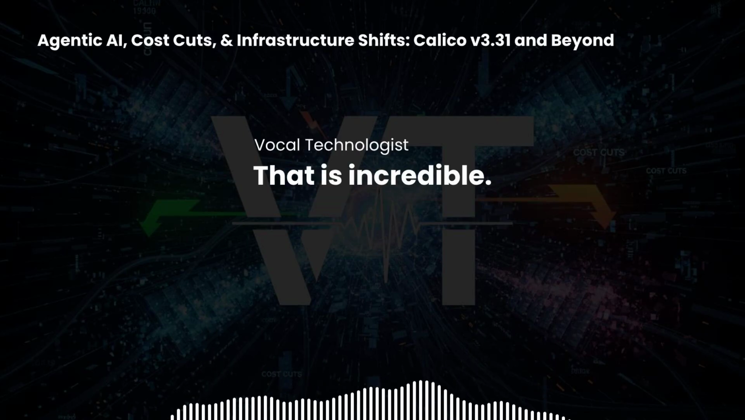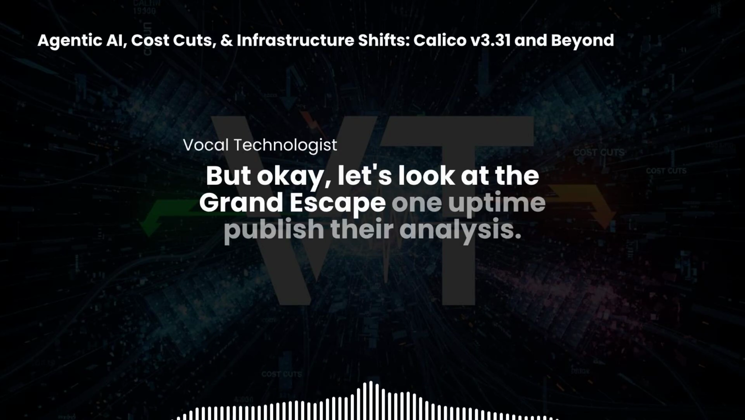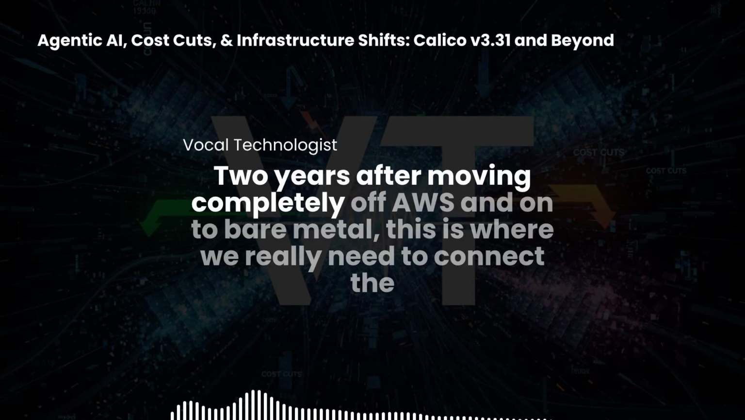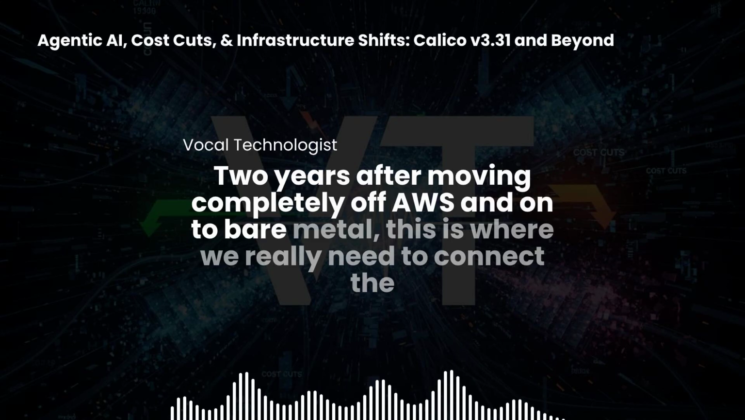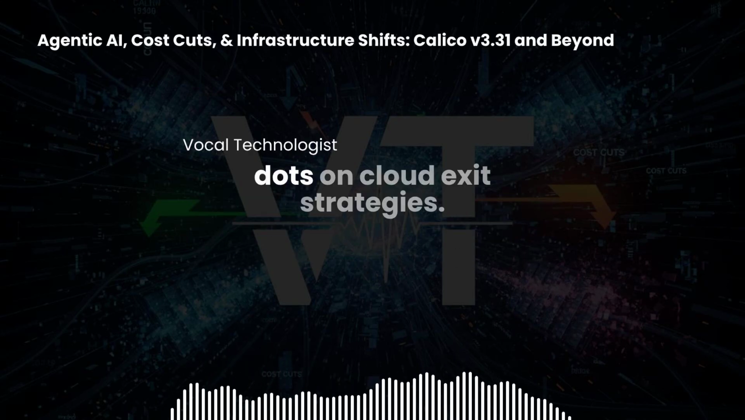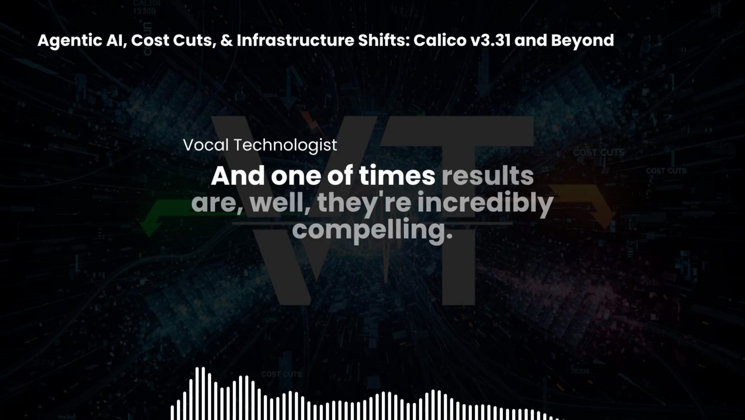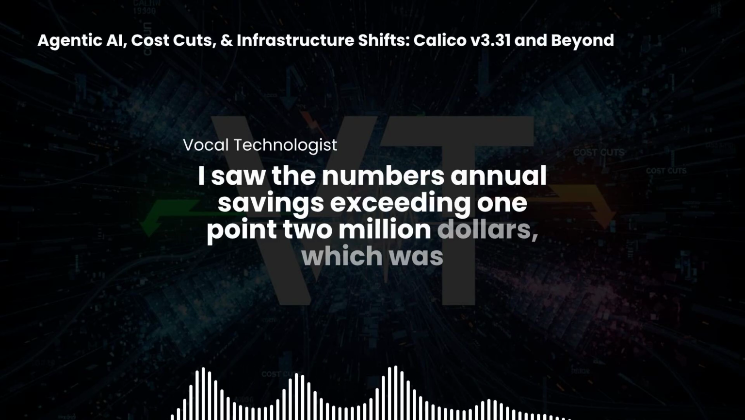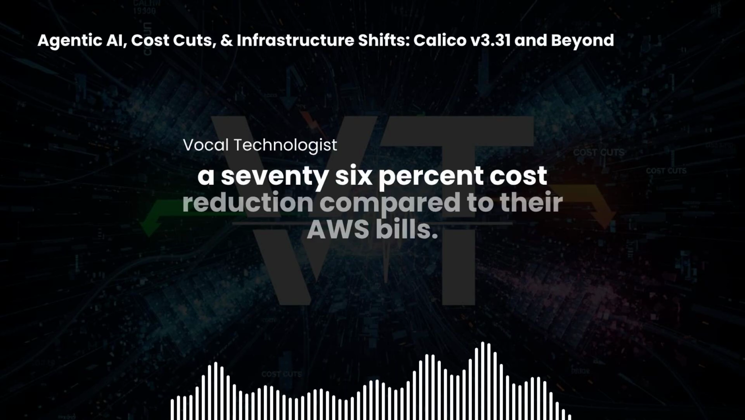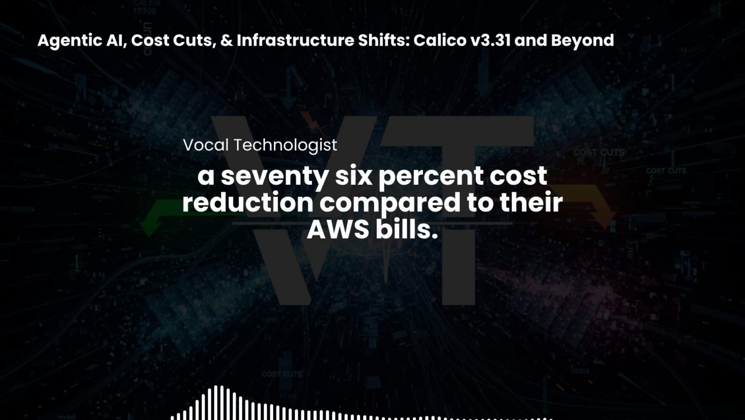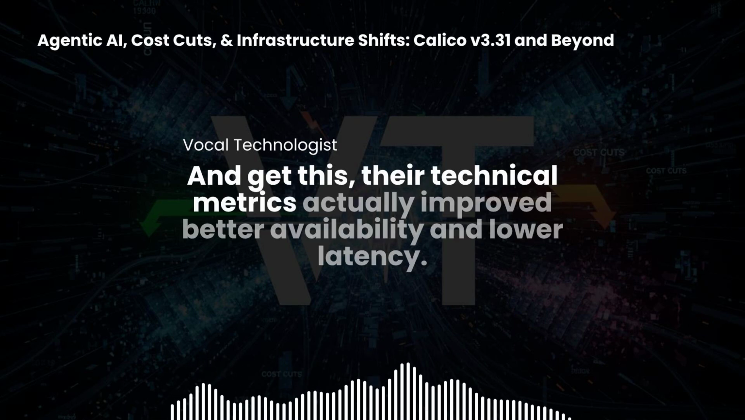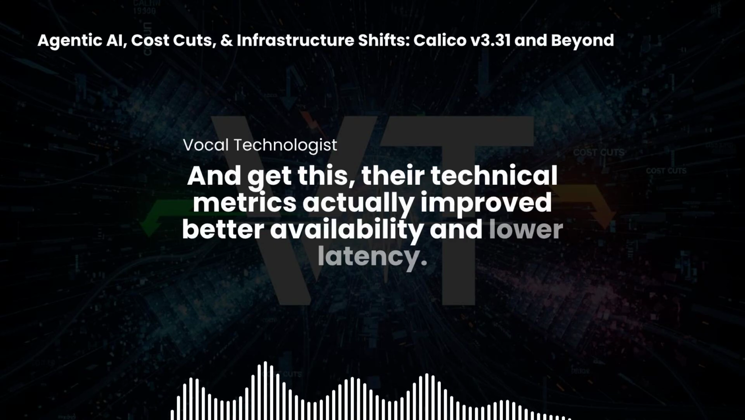$500,000. That is incredible. But, okay, let's look at the grand escape. One Uptime published their analysis 2 years after moving completely off AWS and onto bare metal. This is where we really need to connect the dots on cloud exit strategies, and One Uptime's results are incredibly compelling. I saw the numbers, annual savings exceeding $1.2 million. Which was a 76% cost reduction compared to their AWS bills. And they did this running on self-managed Kubernetes and Ceph, and get this, their technical metrics actually improved. Better availability and lower latency.